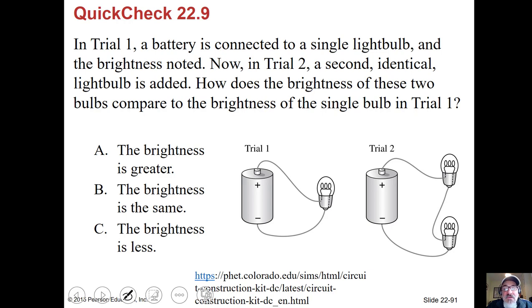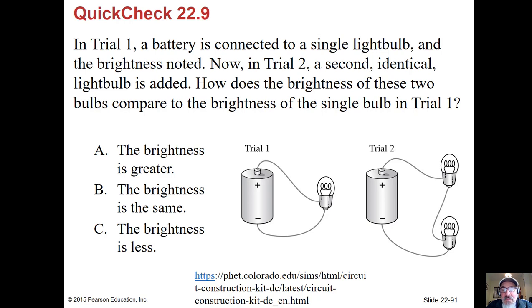Okay, let's take a look at this quick test. In trial 1, a battery is connected to a single light bulb and the brightness is noted. Here's a battery connected to a single light bulb. Now in trial 2, a second identical light bulb is added. How does the brightness of these two bulbs compare? This trial versus this trial. How does the brightness of each of these two bulbs compare to the brightness of the single bulb?